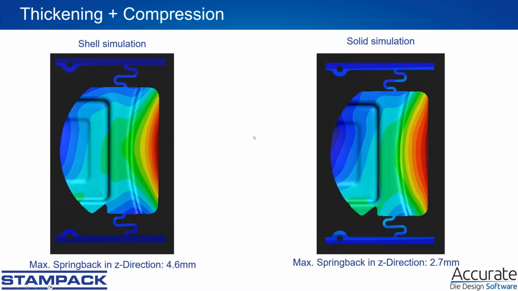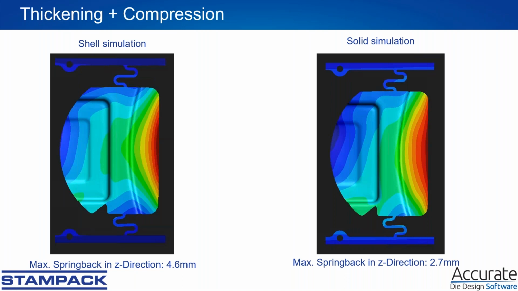And the main point is here, for springback prediction, this hit at the very end plays a huge role. So in shell simulation, the software predicts 4.6 millimeter. In solid simulation, the maximum springback in Z direction is 2.7 millimeter. This is because we introduce a lot of plasticity and stretching just at the very end of the simulation. And it turns out that in this particular case, the solid simulation was really precise. I think the real springback was 2.79 millimeter.